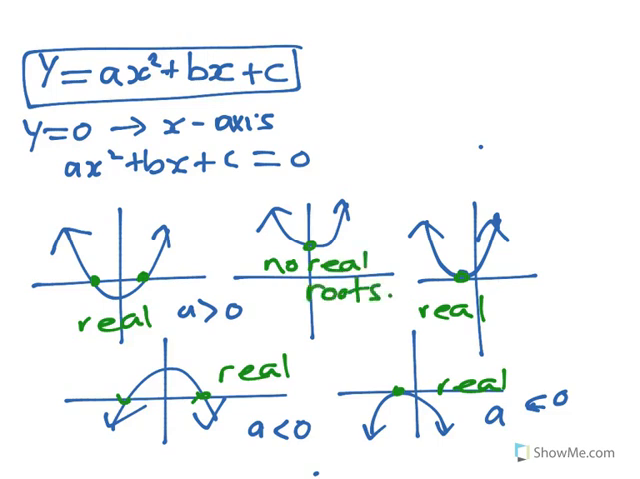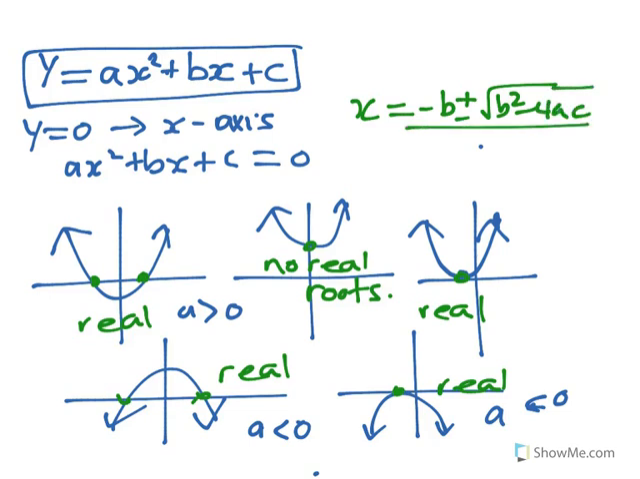Okay, so when you go to solve to get the x-intercept, x is minus b plus or minus the square root of b squared minus 4ac all over 2a. When you go to solve that, this part here underneath there determines what type of roots there are. That's called the discriminant.